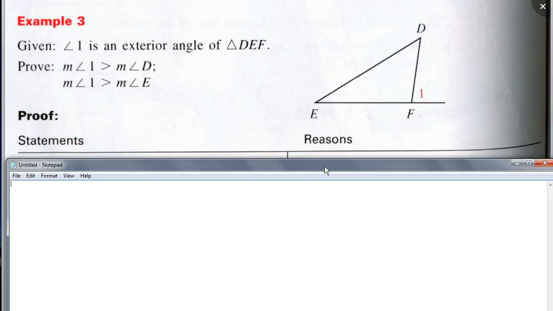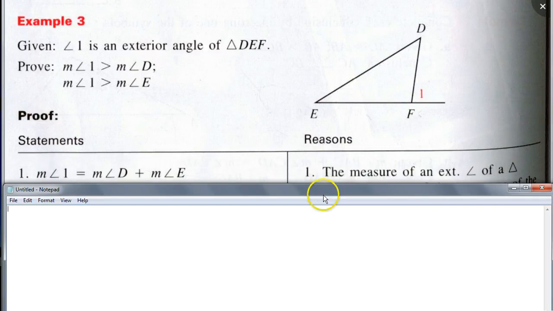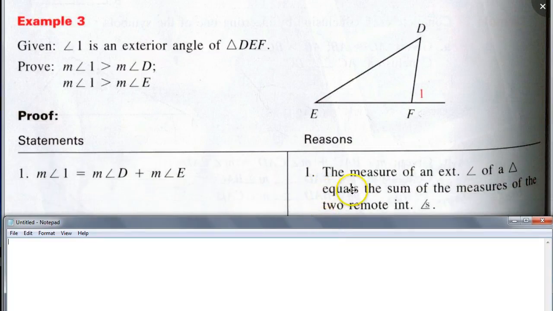Exterior angle of a triangle equals the sum of the other two angles? That's not the words we use, because if you say "other two angles," it's not really clear. That's correct. So you need to remember this theorem.